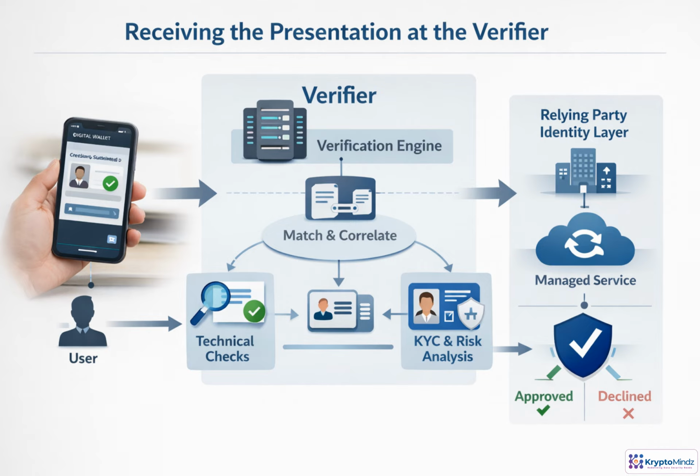When the wallet sends a presentation, the verifier becomes the gatekeeper. It first matches the response to the correct onboarding session, so there's no mix-up between users or devices. Next, it checks that what came back actually satisfies the original request and passes all cryptographic and policy validations. Only then are the trusted claims forwarded to the onboarding backend, where KYC and risk engines decide whether to approve or decline the customer.